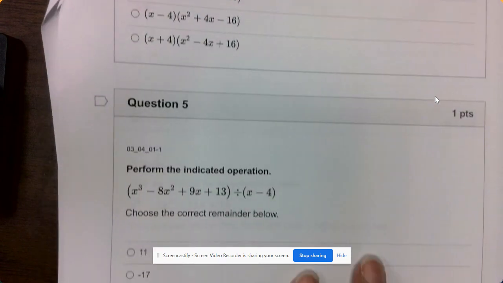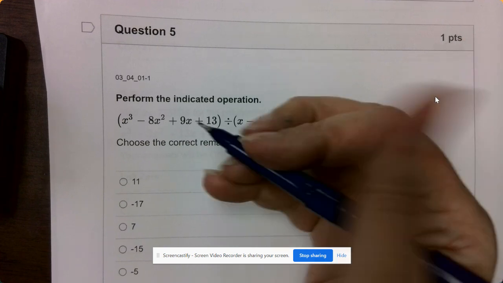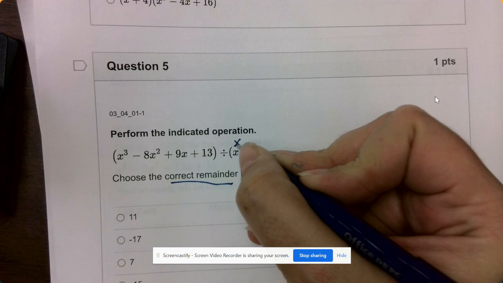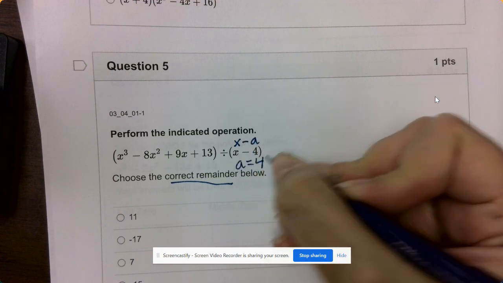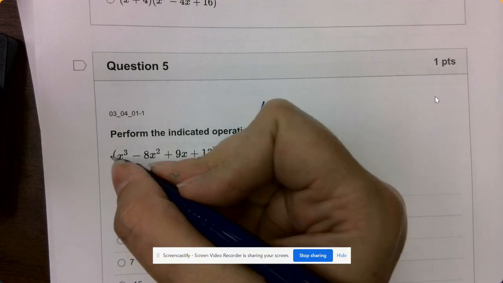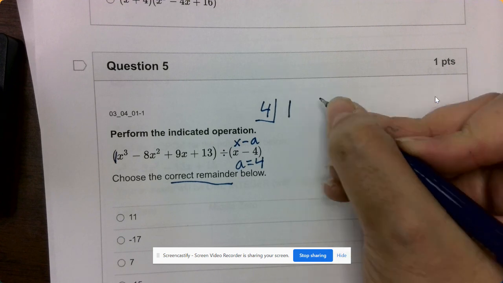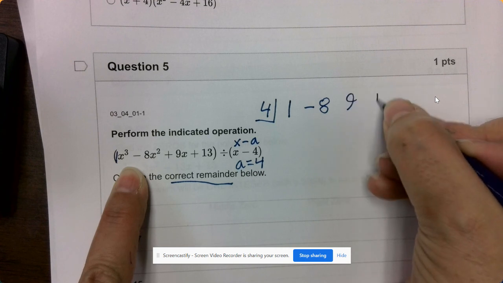Okay, it says perform the indicated operation below. We're looking for the remainder. Okay, I'm going to do synthetic division. Remember, that's x minus a. So our a value is 4. So I'm going to put 4 over here. Remember, and then we put our coefficients. So I put 1. Notice that is a negative 8, 9, and 13.